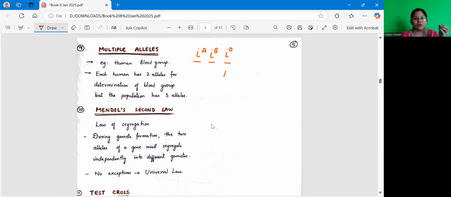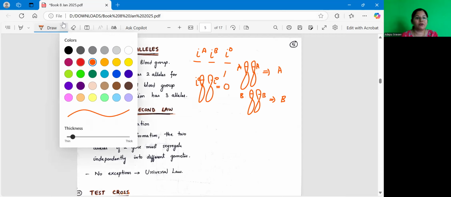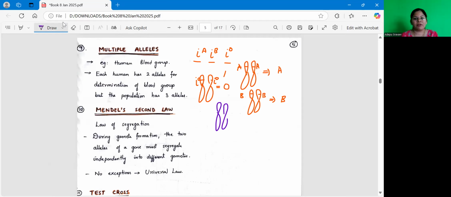So let us say this is a homologous chromosome. In both the homologous chromosomes, if you have A and A, then that person will be A blood. If in the homologous chromosomes you have B and B, then the person will be B blood. If the person has IO and IO, that is O and O, then the person will be O blood group. And what is the fourth kind of blood group we have seen already? If a person has both A and B, then the person will be AB blood group.